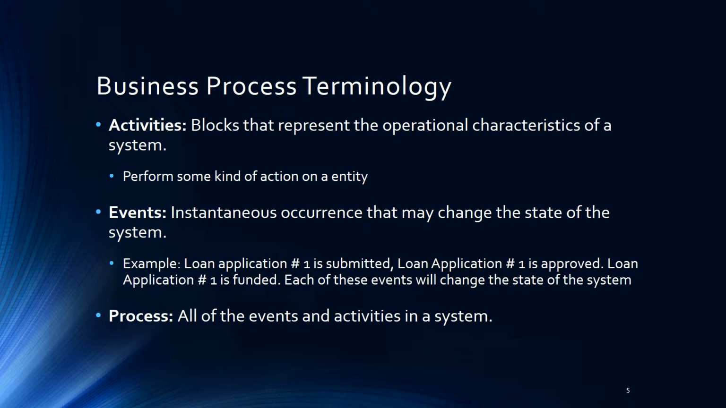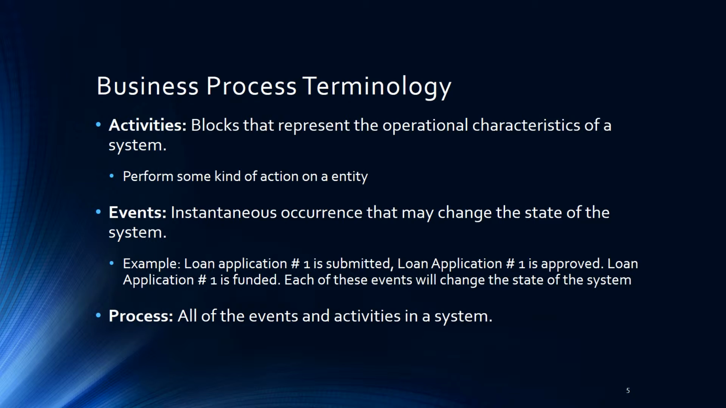Okay, so here are some common business process terms that I wanted everyone to be aware of and familiar with. So the first up on the list is activities. Essentially, these are represented as blocks on the process diagram that each have some sort of an operational characteristic of the system. And so one of these blocks shows that some kind of an action is performed on the entity that is flowing through the process map. Events, this is an instantaneous occurrence that may change the state of the system.